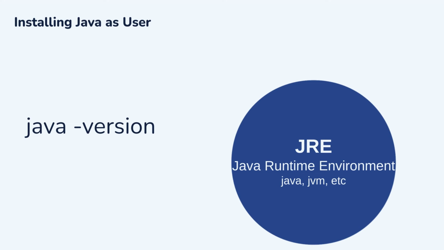If you want to achieve this goal, you only need the JRE, which is the Java Runtime Environment. If you want to verify that you have installed the JRE, you write Java-version, and if you get a proper message, for sure you have the JRE installed.